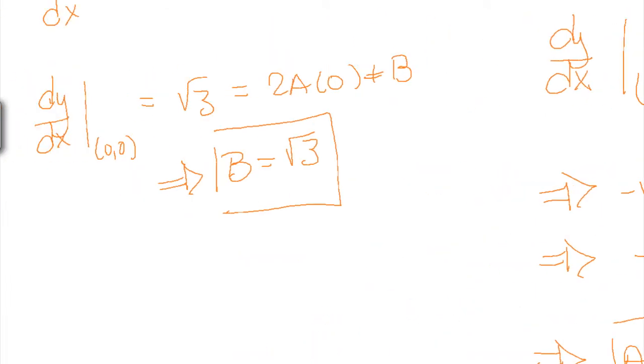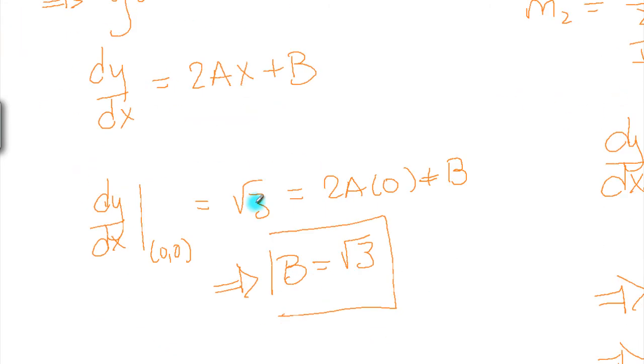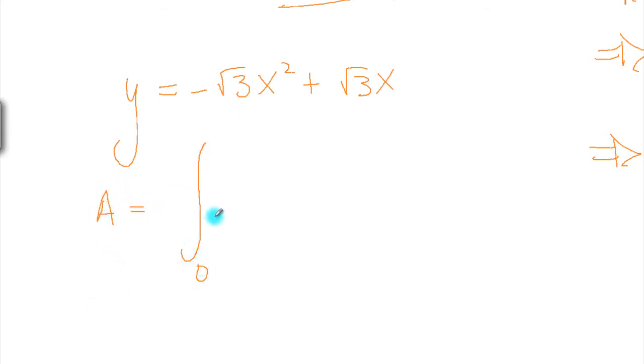Now we have all three values for the parabola. So we can rewrite y as a times x squared, which is minus square root of 3 x squared, plus b times x, which is square root of 3 x, plus c, which is 0. Now, why do I want that? Because to find the area under the curve is the integral. So the area is going to be the integral from 0 to 1 of this parabola.